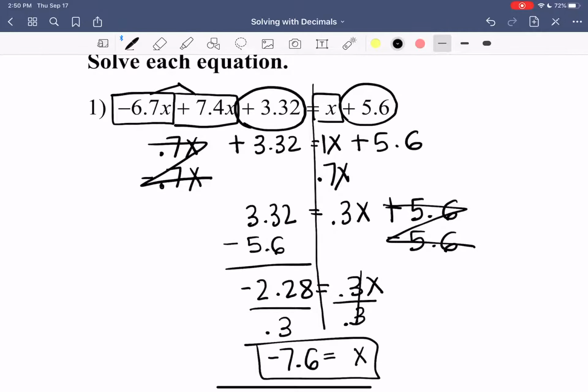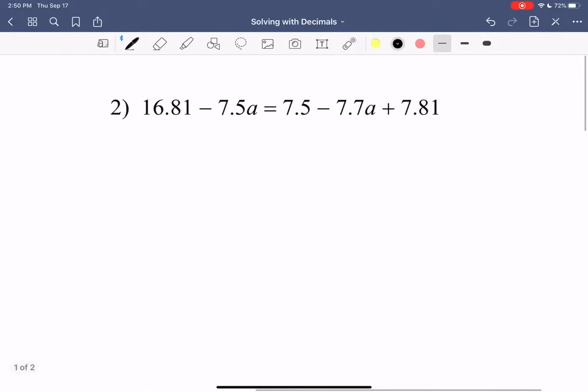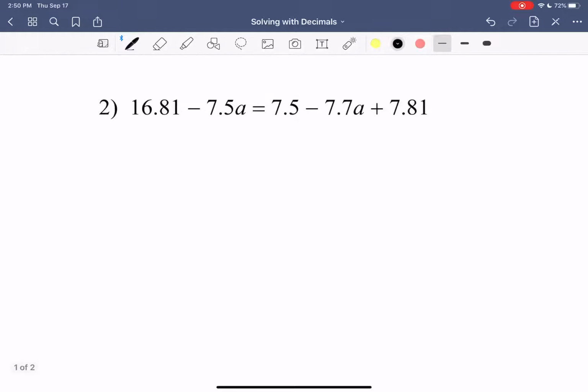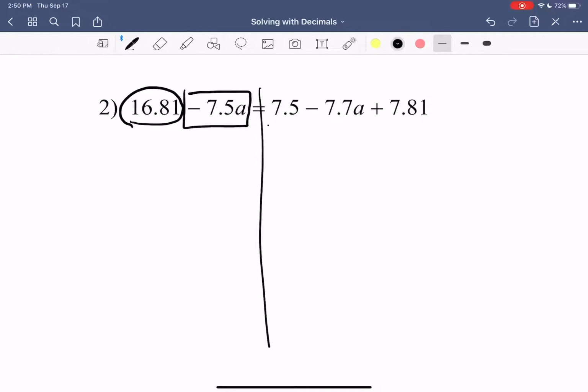All right. So moving to number 2, I'm going to do the same thing. I'm going to put a circle around my constants and a box around my variables, a line down my equal sign, a circle for my constants, a box for my variables, and you see that I'm including all of my signs that are before the numbers.